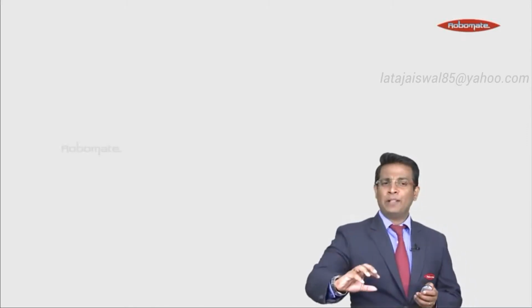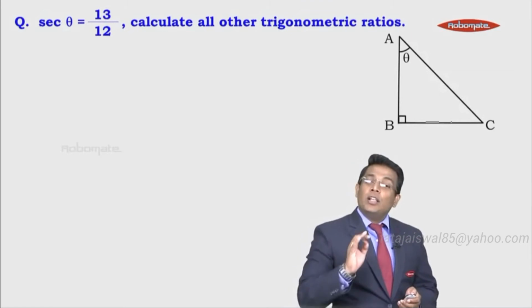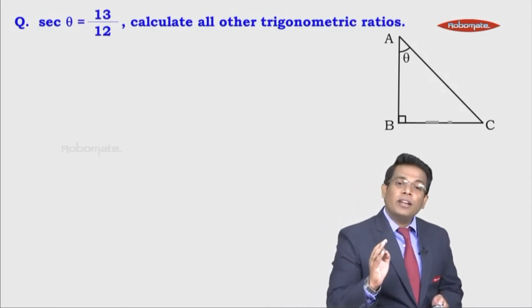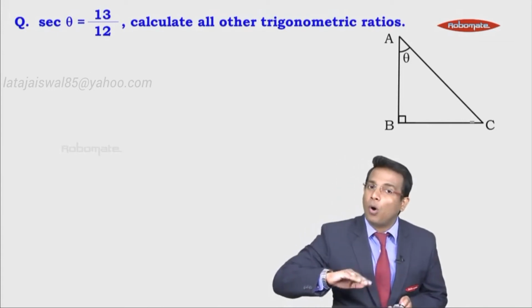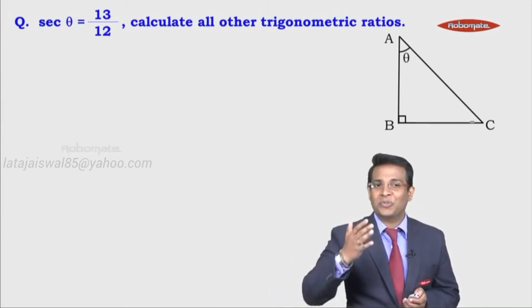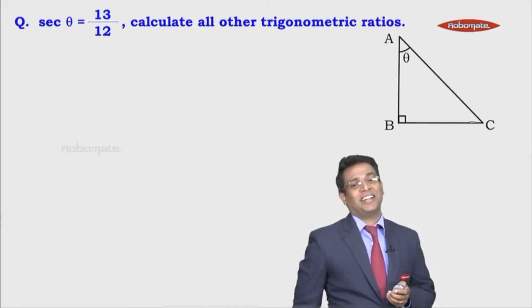We're going to do a very simple sum based on trigonometric ratios. Let's see the question first. It says sec theta is equal to 13 upon 12. Value of one trigonometric ratio is given. Calculate all other trigonometric ratios. That means we need to calculate the other 5 trigonometric ratios, right?